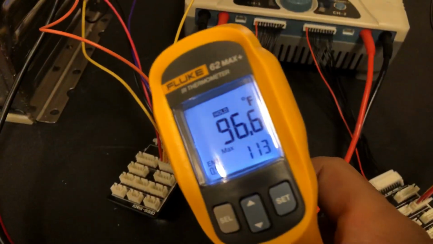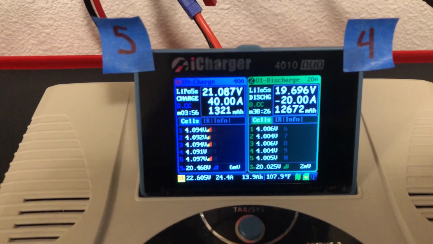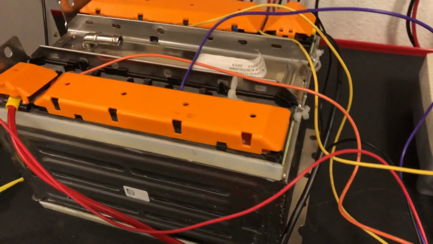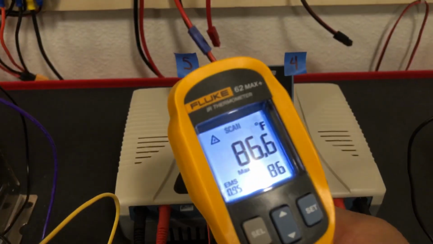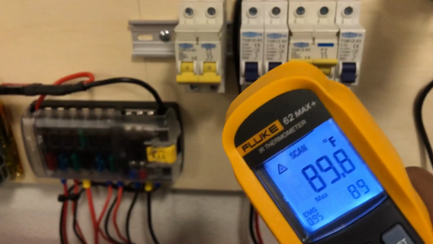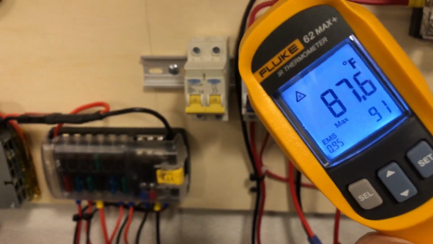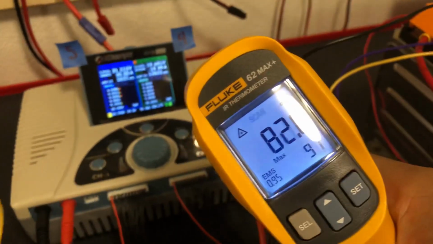And I'll stress test this for a bit. So these are at 113 right now. So this guy's getting some 40 amp charging. The battery terminals are 83. So breakers look good. Charger looks good.